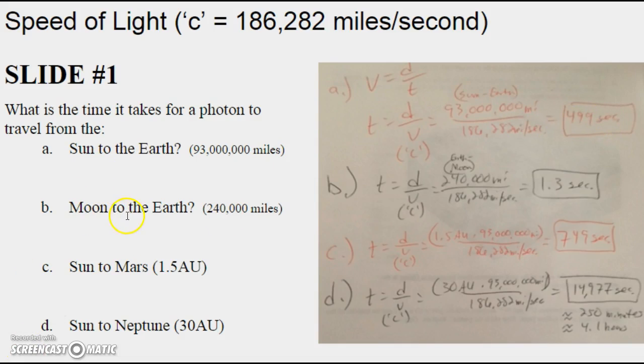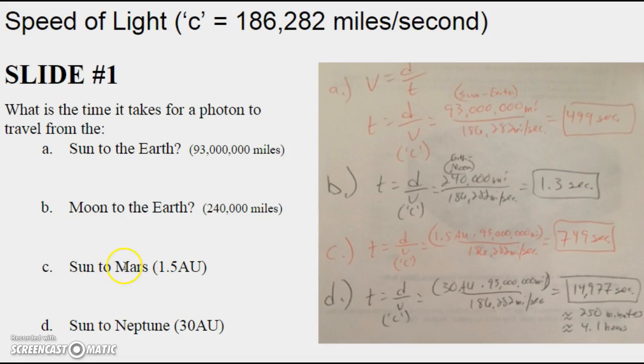When I solve from the moon to the Earth, the same equation applies. t is equal to distance divided by velocity. In this case, the velocity is the speed of light. 240,000 miles from the Earth to the moon divided by the speed of light, and I get 1.3 seconds. So the light we see on the moon has taken 1.3 seconds to reflect from it and reach our eyes.